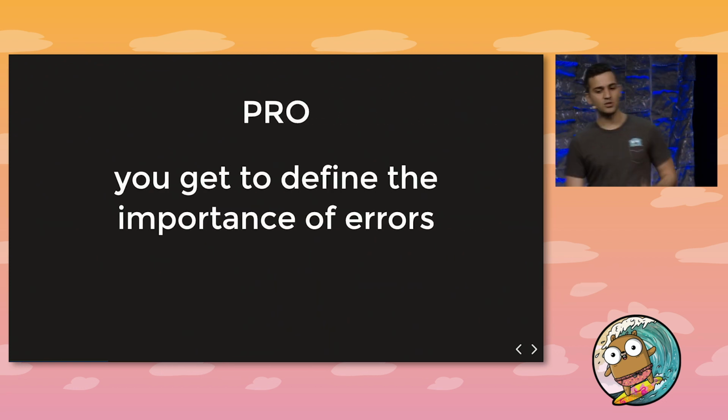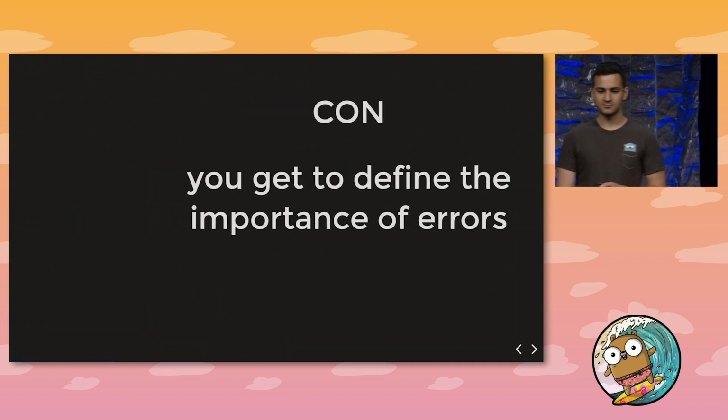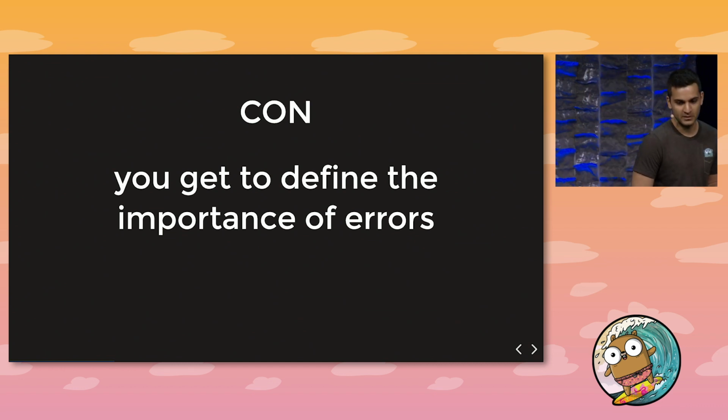So the pro is you get to define the importance of an error. Because it's just a variable declaration, because it's just an interface implementation, you get to say, what kind of information does this error have, and what kind of information doesn't? On the flip side, you get to define the importance of the error, and that could be really bad. If you're feeling really good on one day, you could write a really good error, but if you're feeling lazy on one day, you might even completely ignore that error.